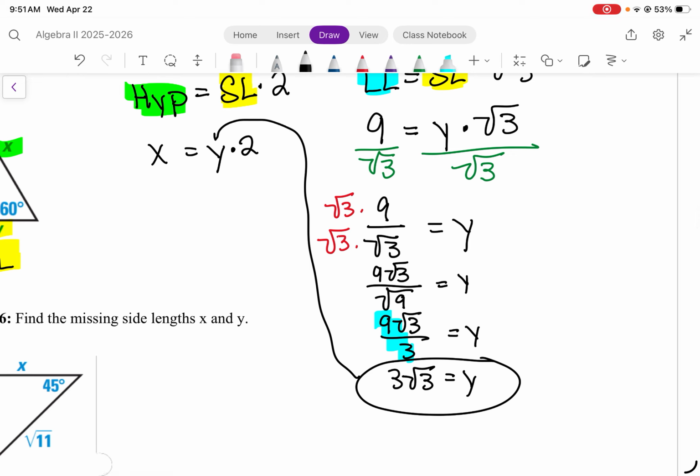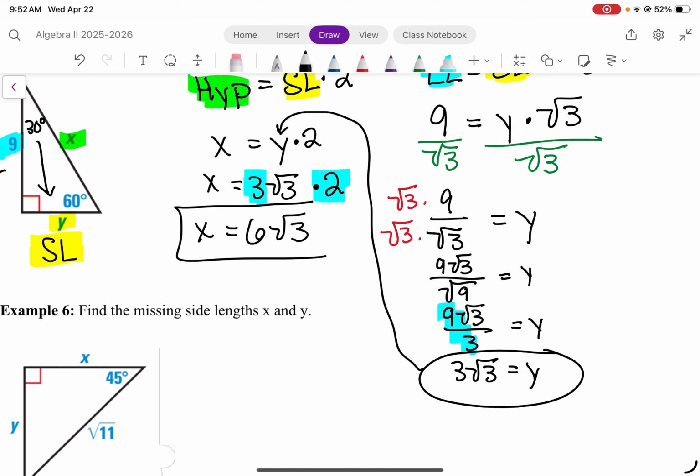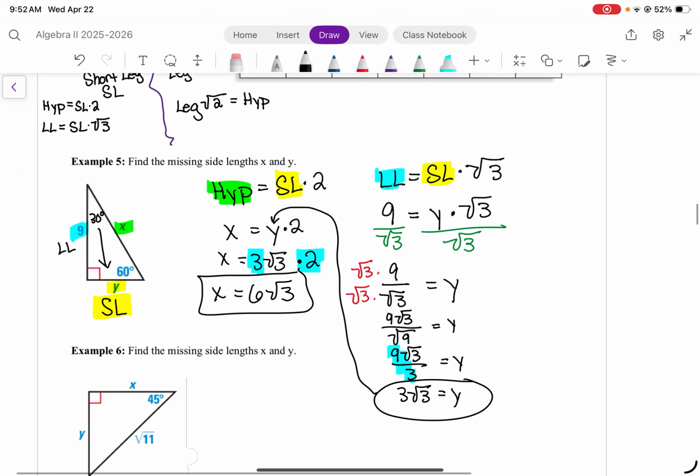So then I can use that to find my other number. x is going to equal my y value of 3 square roots of 3 times 2. And because the 2 does not have a square root with it, we're going to multiply it by the coefficient, or the number in front of the radical sign. So we would have x equals 6 square root of 3. And that's your answer. So that's one way you can use the two equations to find the three sides of your special right triangle.